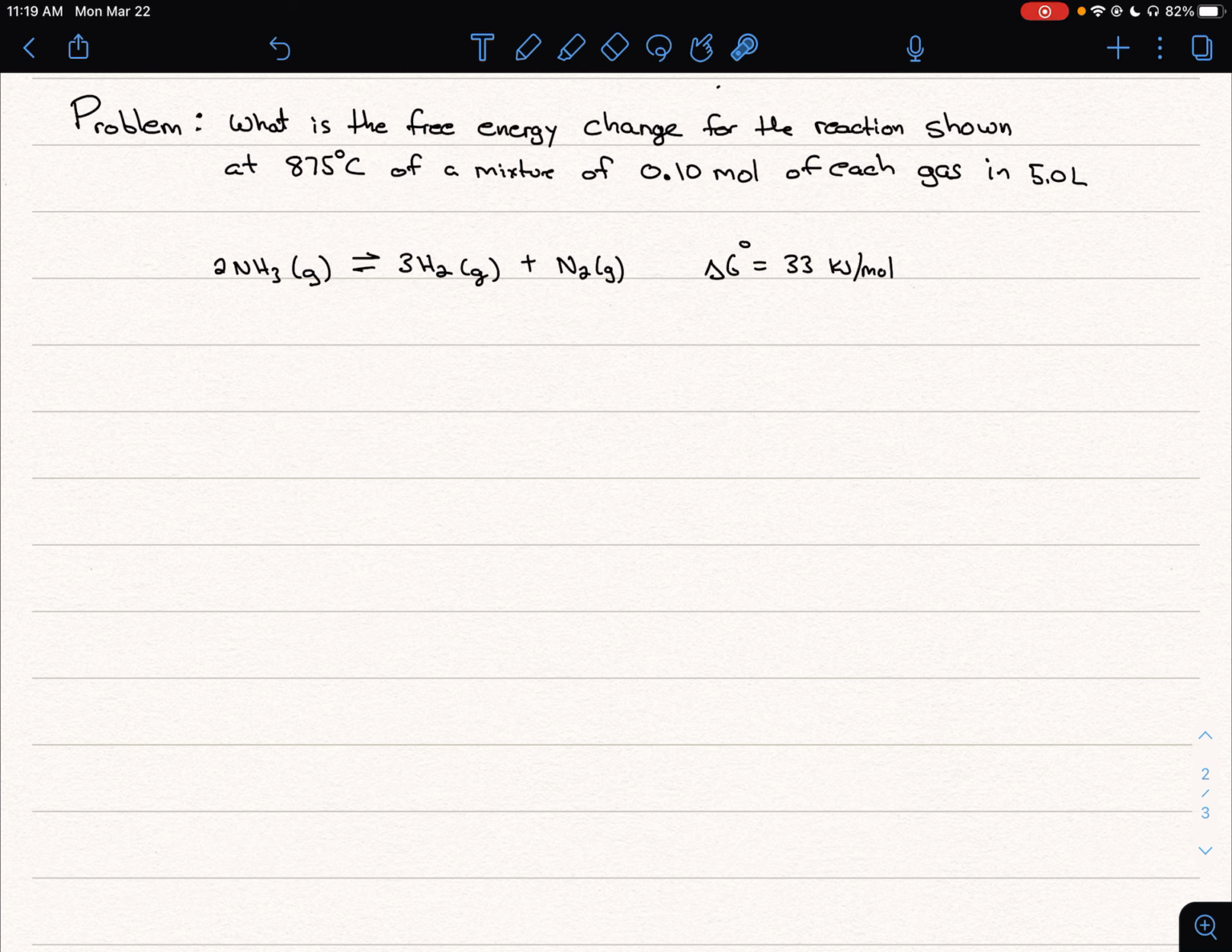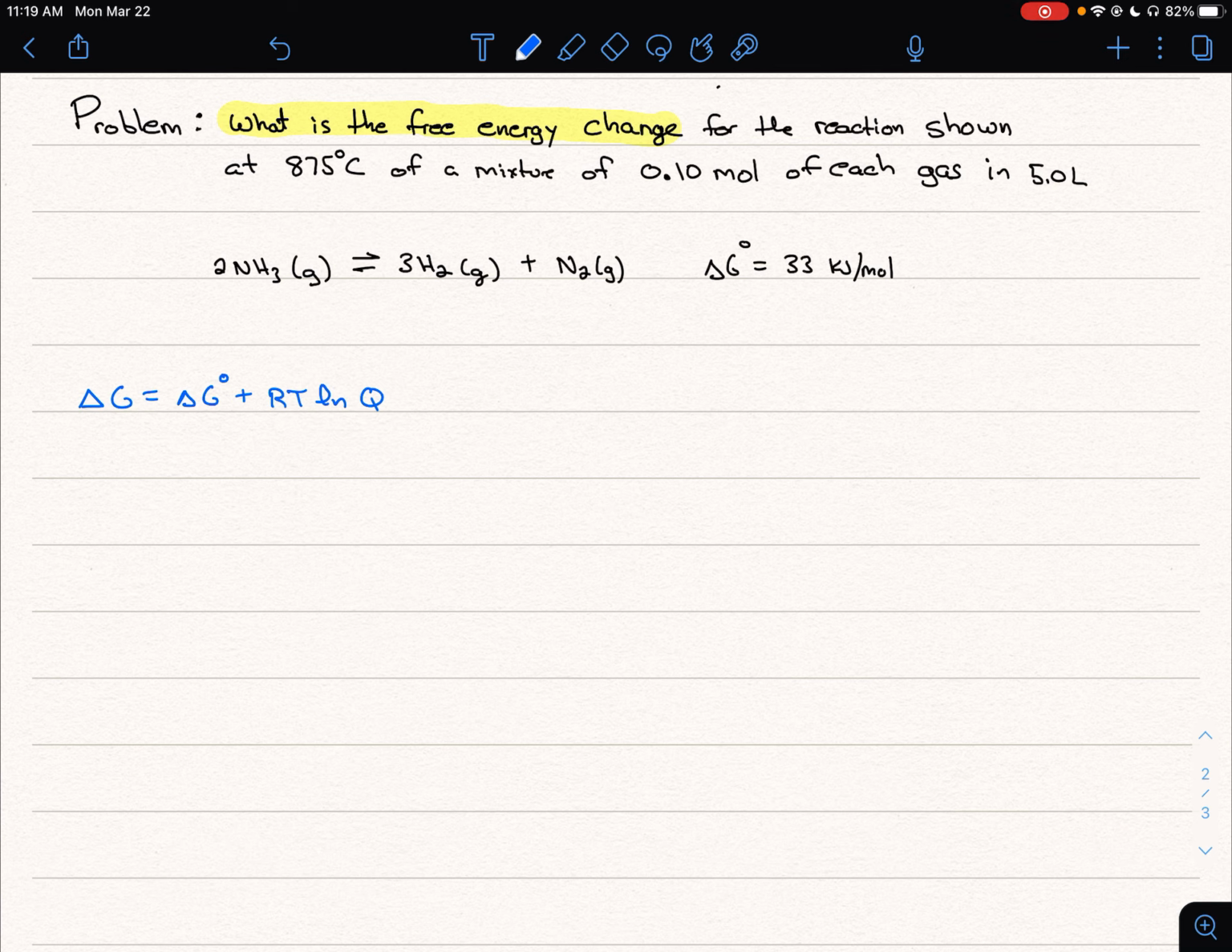So first of all, we're told what is the free energy change. So what are we looking for right off the bat? Free energy change. So we're looking for delta G. We can think about our equations for delta G. So we're going to say delta G is going to be equal to delta G naught plus RT ln of Q.